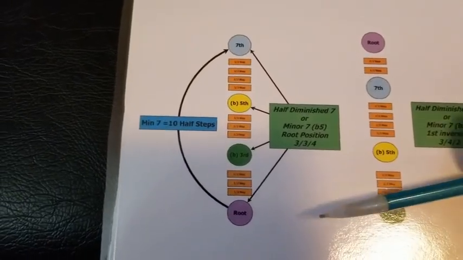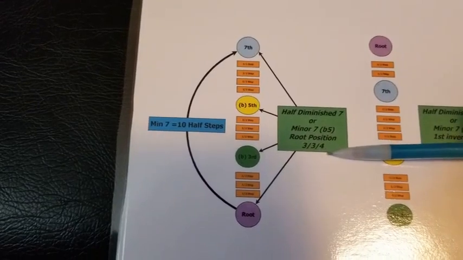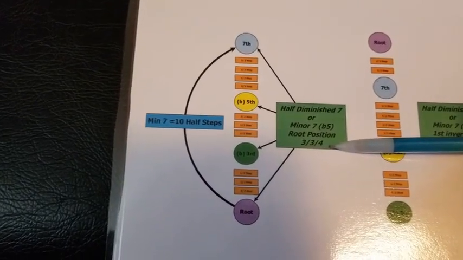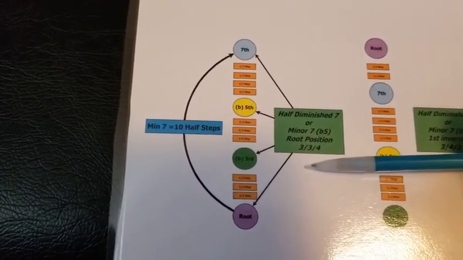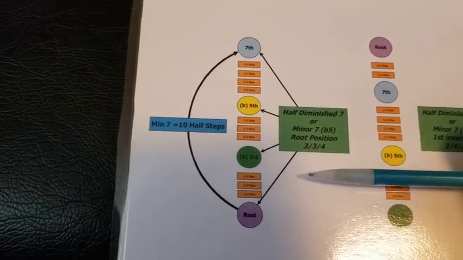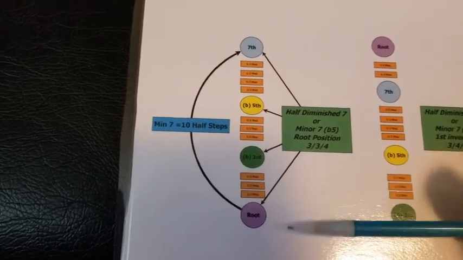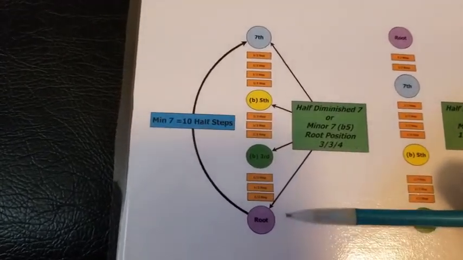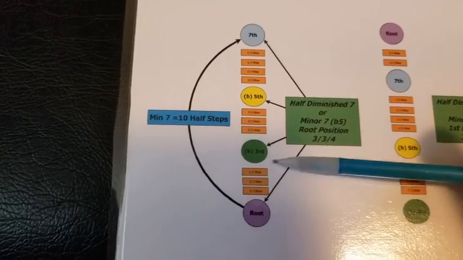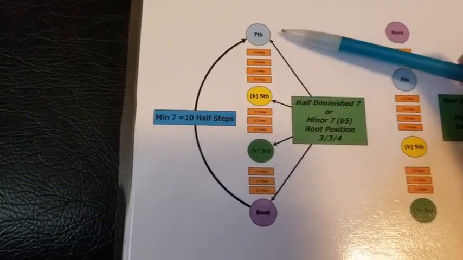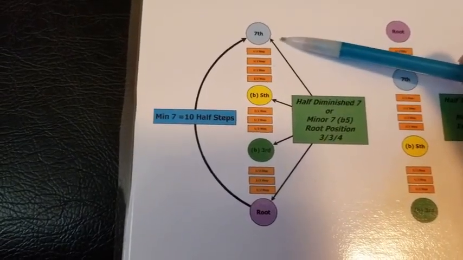But the way it's divided is in a 3-3-4 series of half steps. So you might hear me refer to that in some of the other videos on half diminished 7, that is a 3-3-4 position, root position. This is what I'm referring to: the 3 half steps between here, the 3 here, and the 4 between the 5th and the 7th.